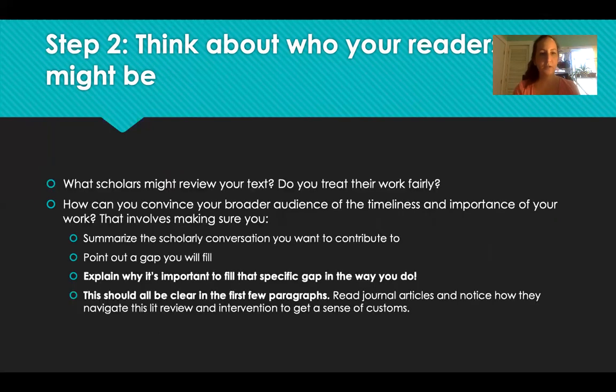That involves making sure that you summarize the scholarly conversation you want to contribute to. So you did all that work, you citation traced, you read a bunch of recent articles, you read anything that's relevant to your sort of subset question, and you, in just a few lines, maybe a paragraph, you have a sense of what people have been saying.